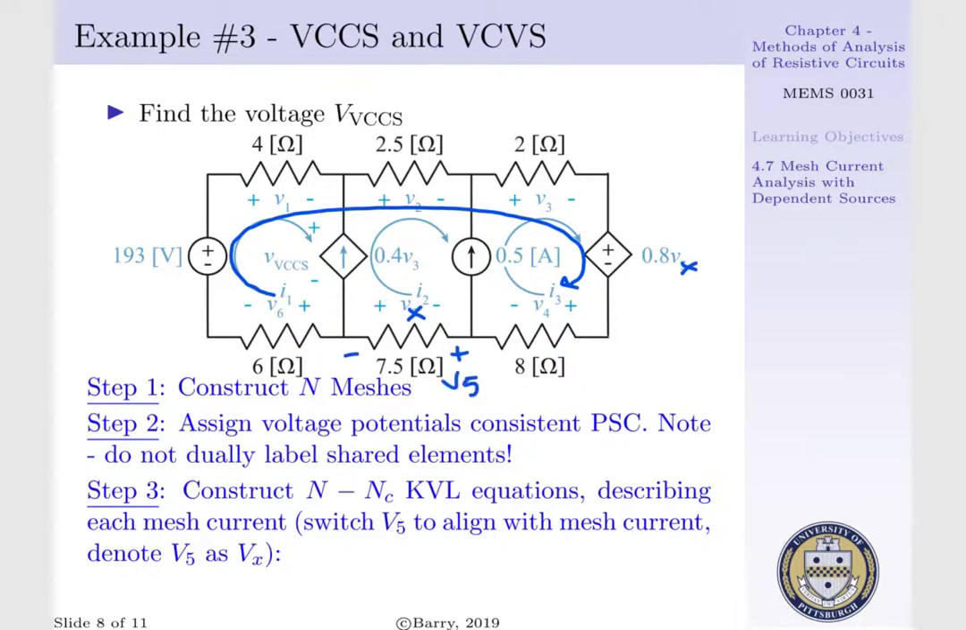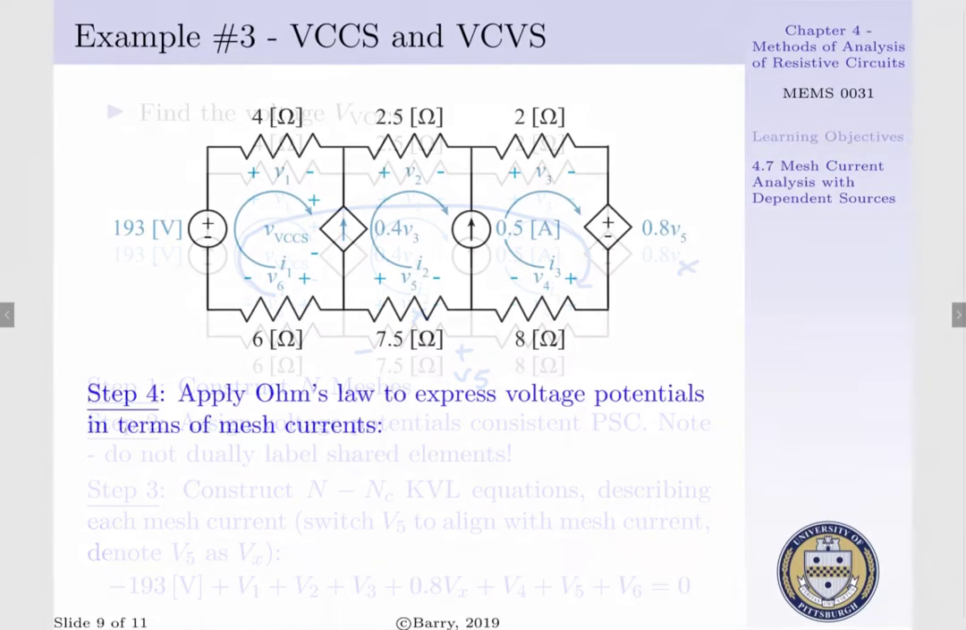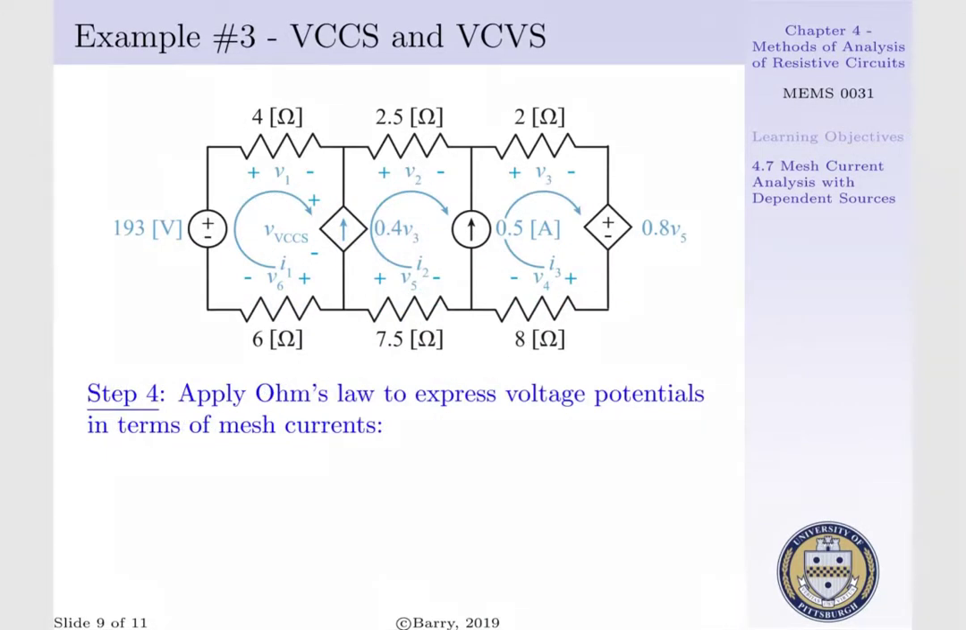That is, when we construct our KVL equation, we have the following: minus 193 volts, plus V1, plus V2, plus V3, plus V4. Note our change of V5, plus V5, plus V6. We additionally have plus 0.8 Vx coming from our VCVS. Now Vx is going to be equal to minus V5. Step 4 is to apply Ohm's law to express our voltage potentials in terms of our mesh currents.